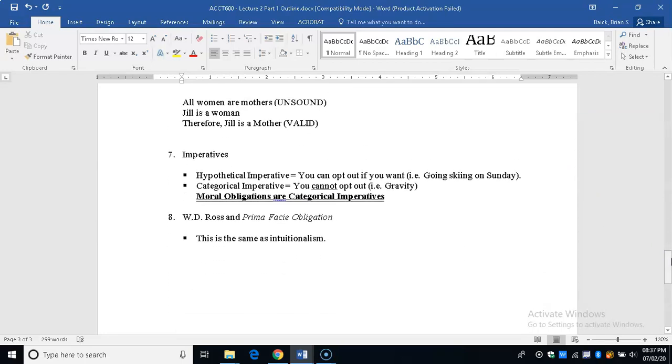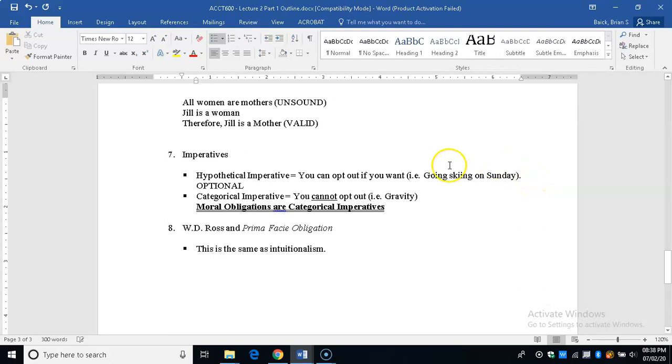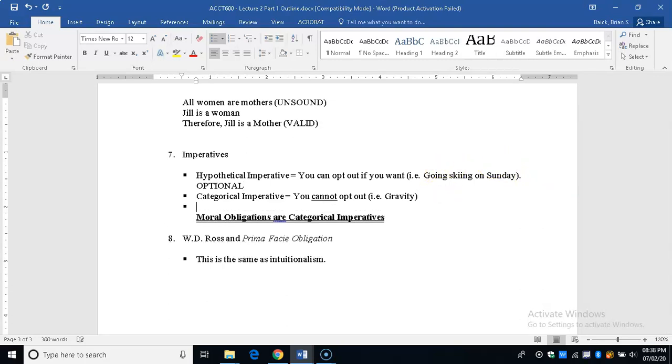Okay, 2 more things I want to discuss. Imperatives. Okay, so imperatives are very important under the law because we have 2 kinds of imperatives. So a hypothetical imperative is something that you can opt out of. Okay, so it's optional. Just think hypothetical imperative is optional. Okay. Categorical imperative is mandatory.